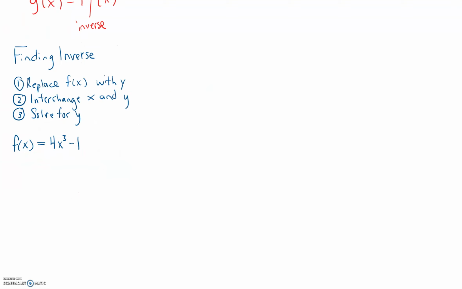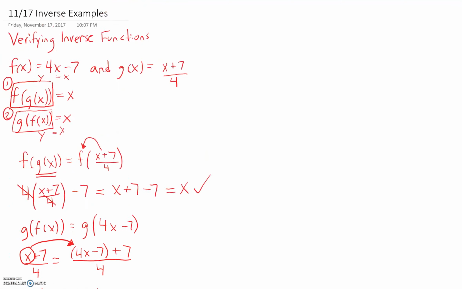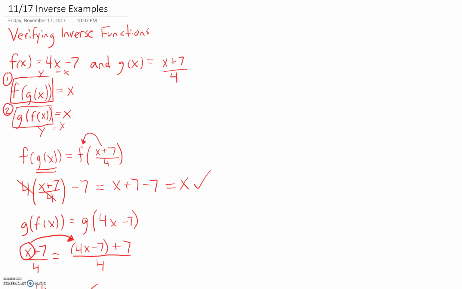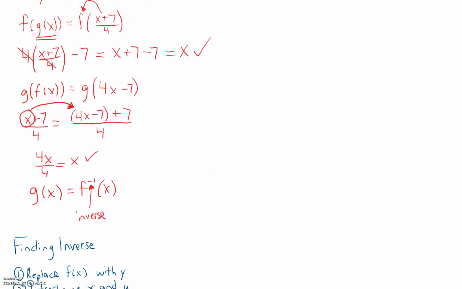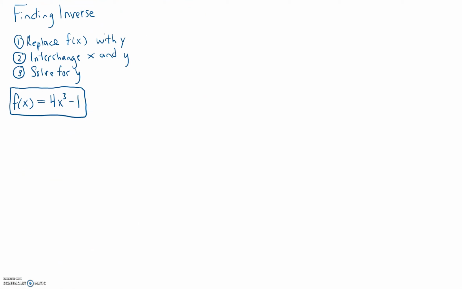So this example is a little different. We're only given one function, f of x, and what we want to do is find the inverse of it. So in this case, we only have one function, whereas the last one, we were asked to verify that these two were inverses of each other. So now we're given the task of finding what it is.